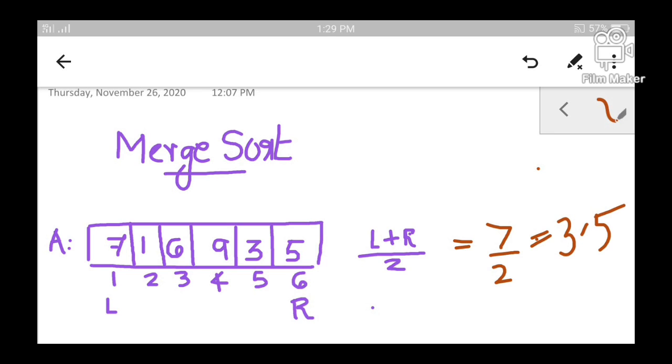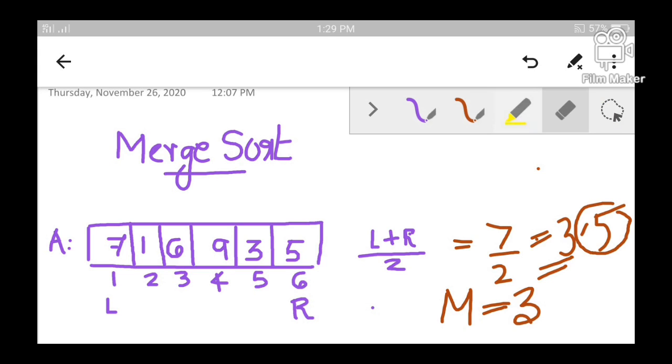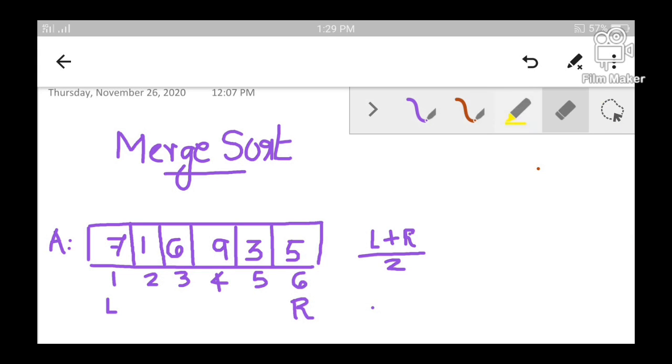So, the mid position is 3.5. If you get a decimal value, then ignore the decimal portion. You need to only take the integer portion, which is 3. So, we conclude that when the value of left is 1 and the value of right is 6, the mid position of the array is computed as 3. So, now we know that the value of m is 3. Once we get the value of m, it should be labeled. Let me label m at position 3.